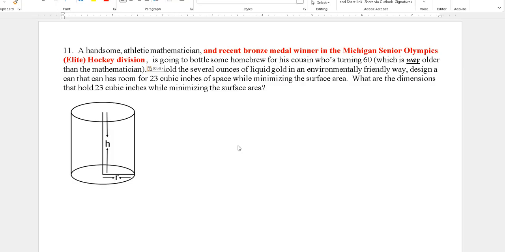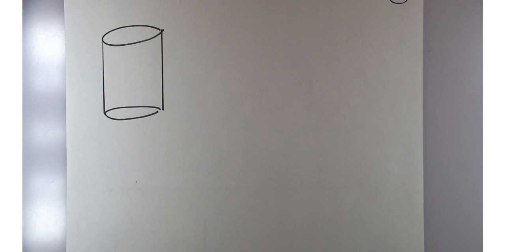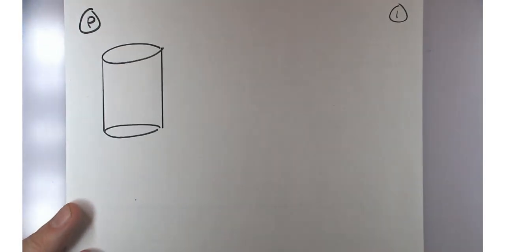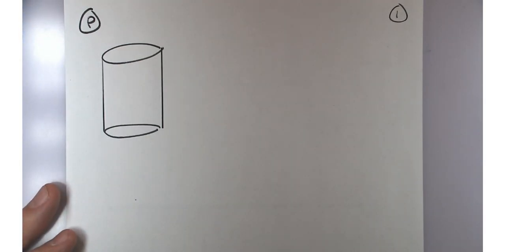Now, how are we going to do that? Well, okay, we're going to have to think about that a little bit. Really, what we need to do is we need to minimize the surface area of this can. At the same time that can needs to contain about 23 cubic inches of volume. So, there's our picture. Not much of a picture. We should probably add a few things to this, right?